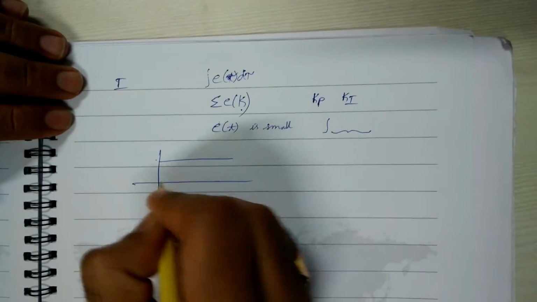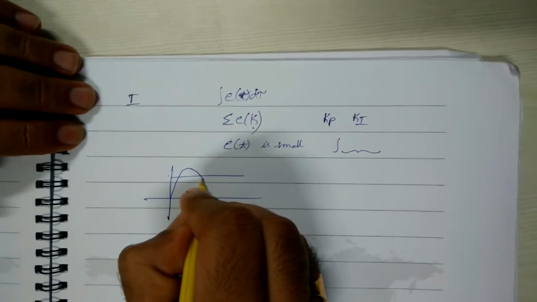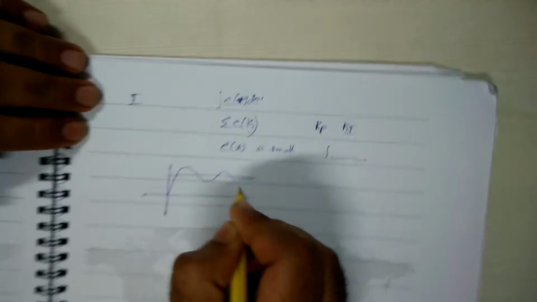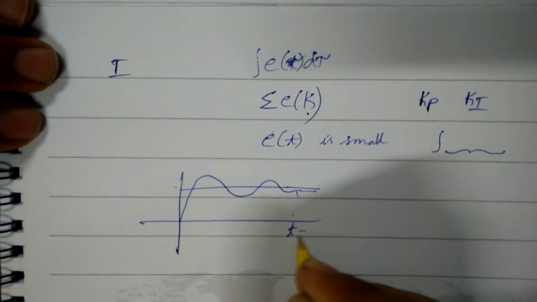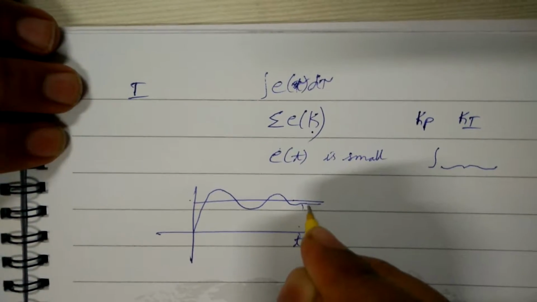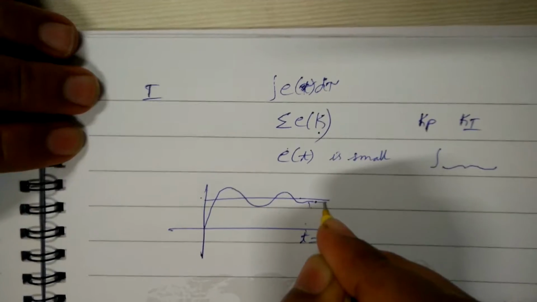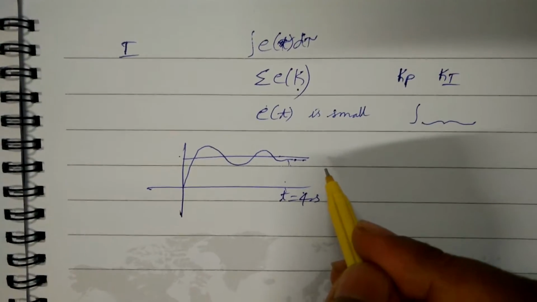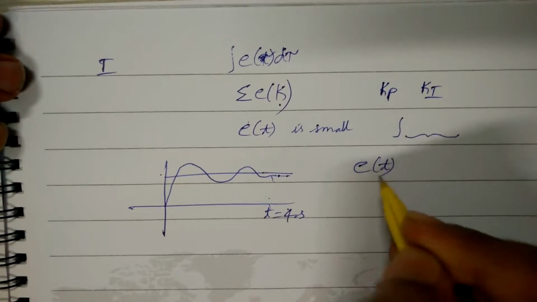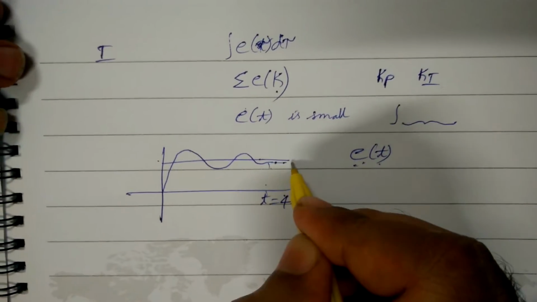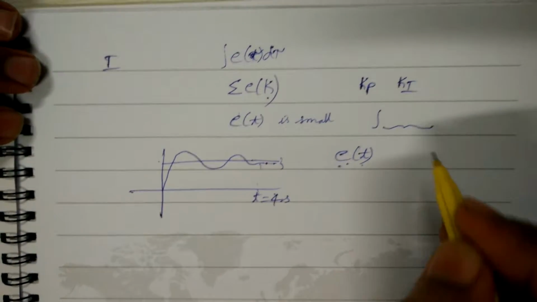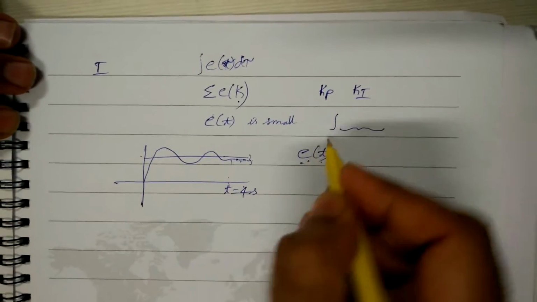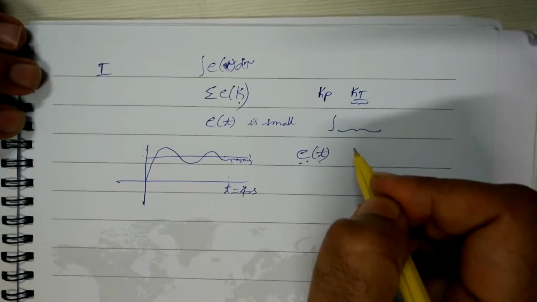Suppose for some system with only P controller, if we have such a response, there is a steady state error after certain time, say after 4 seconds. Even at 5th second there is a steady state error, at 6th second there is a steady state error. In P controller, what we are seeing is only E of t. It indicates how far we are from the destination. In I controller, we are adding all these small errors and we are multiplying with Ki.